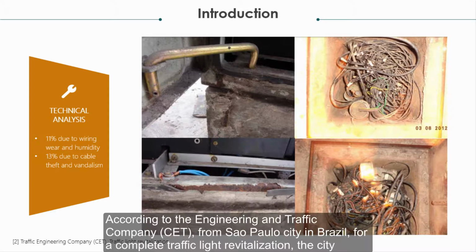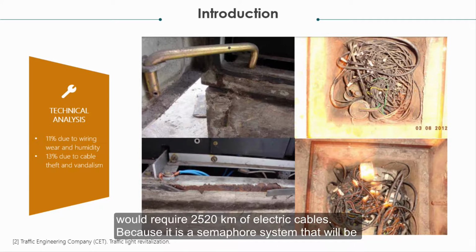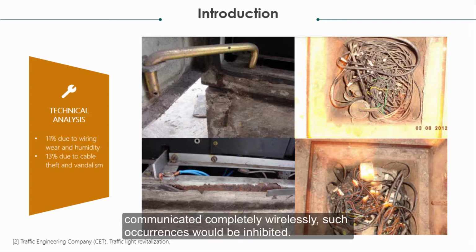According to the engineering and traffic company CET again, from São Paulo City in Brazil, for a complete traffic light revitalization, the city would require 2,520 km of electric cables. Because it is a semaphore system that will communicate completely wirelessly, such an occurrence would be inhibited.